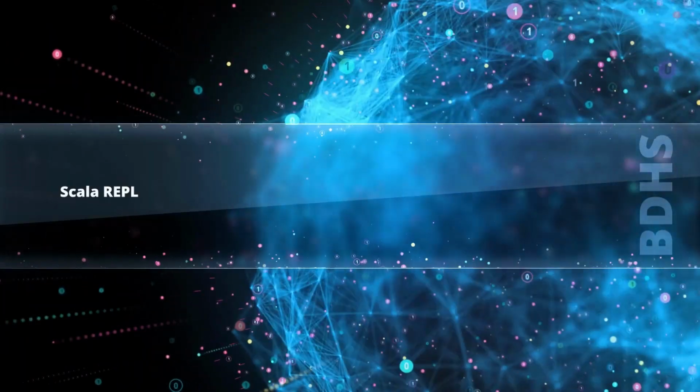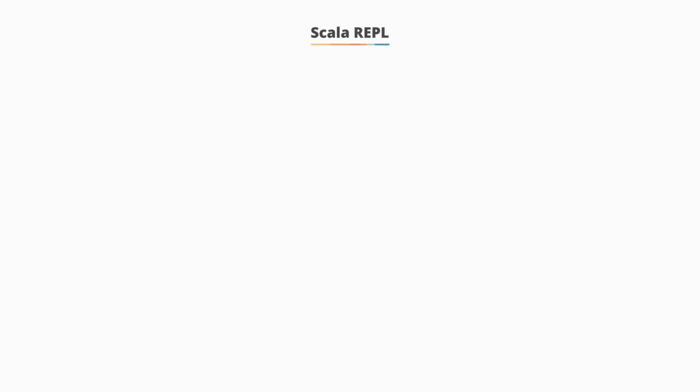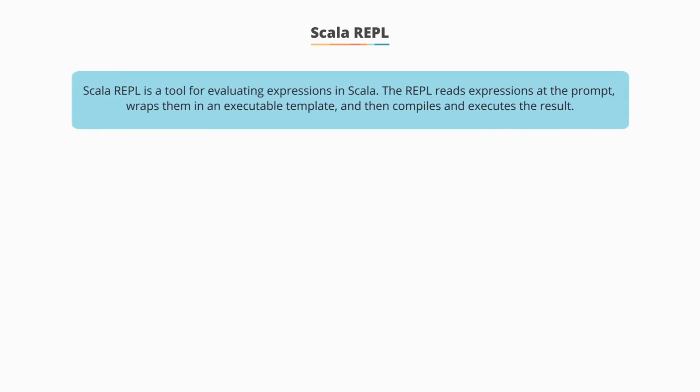Scala REPL. The Scala REPL is a tool for evaluating expressions in Scala. The scala command will execute a source script by wrapping it in a template and then compiling and executing the resulting program.